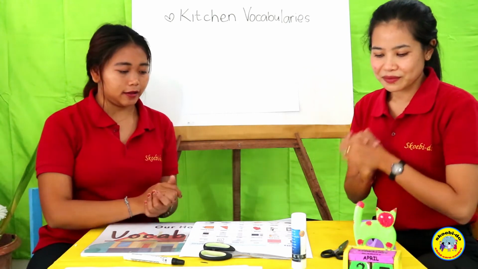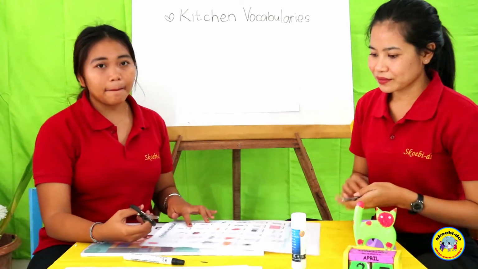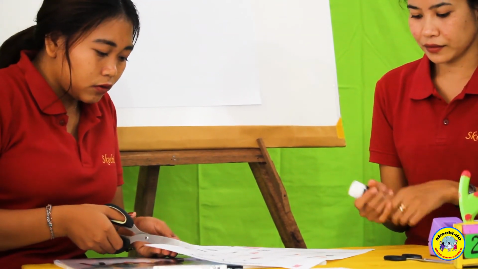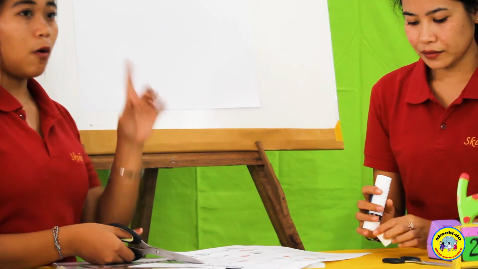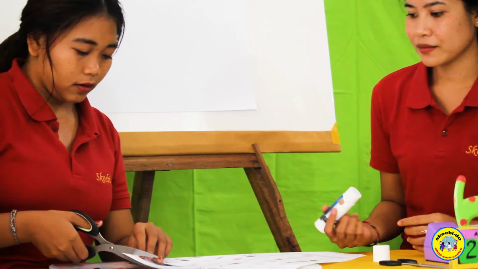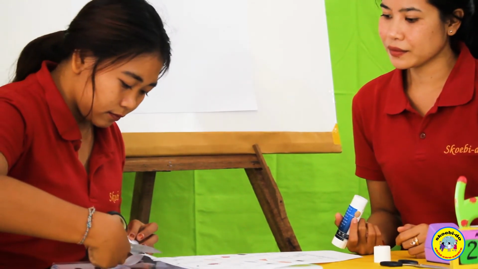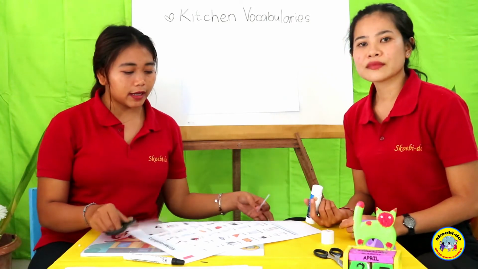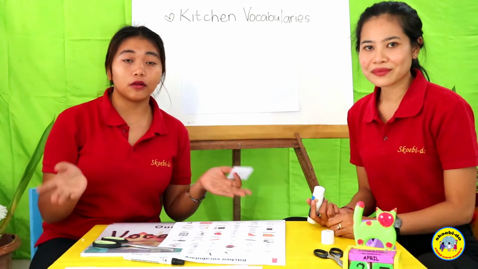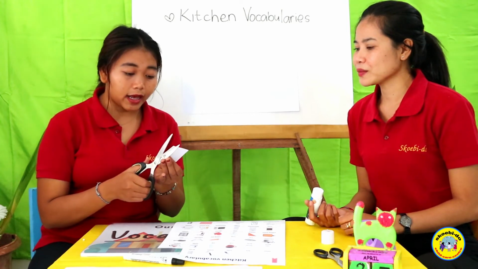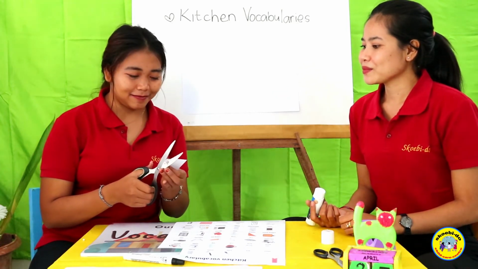Now let's start, kids. We're going to cut some pictures. We're going to do the first worksheet for 1 to 3 years old first. Oh, I want to remind you, you can find the pictures from a magazine or newspaper. You can find as much as you can.